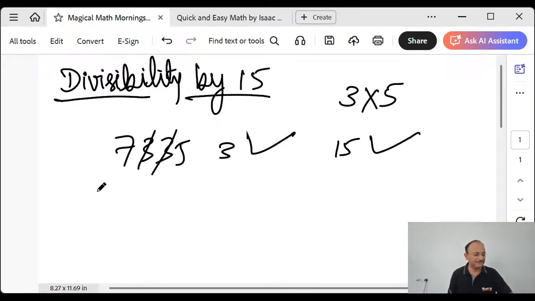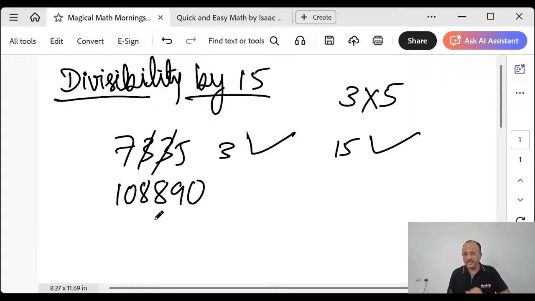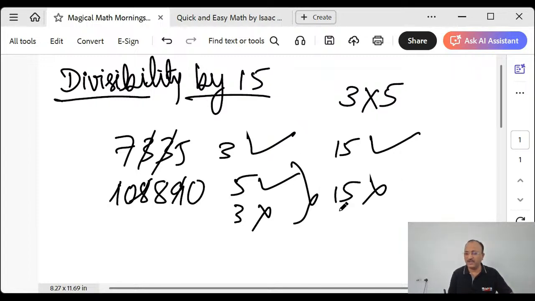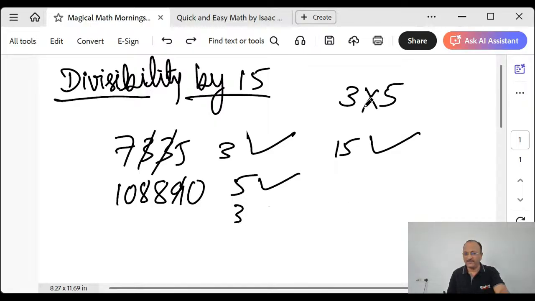If I take the number 108890, is it divisible by 15? First with respect to 5, yes. Now we have to check with respect to 3. 9 gone, 8 plus 1, 9 gone, only 8 is left. Correct? No? So it is not divisible by 3. Therefore, with respect to 15, this is not divisible. Understood? Whatever the composite number, if it is given, you check whether it can be expressed as a product of two co-prime numbers. That means these two should not have any common factor. And you check the divisibility of those two, it will be sufficient.